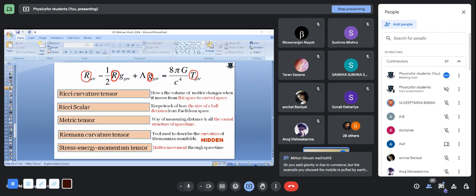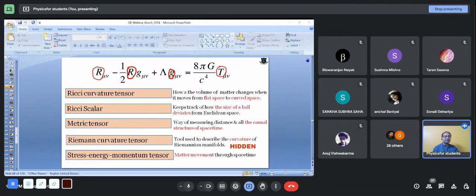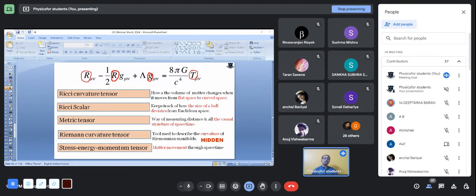Let me answer. So you said that gravity is due to curvature, yes, but the example you showed, the mobile pulled by Earth's gravity, for celestial bodies, what is pulling them to cause the deformation? Nothing is pulling. That is the concept. Nothing is pulling to cause the deformation. All the celestial bodies are in the fabric of space-time. If they are very heavy, then they will cause more curvature. If they are less heavy, they will cause less curvature. As simple as that. I hope I can clear you.